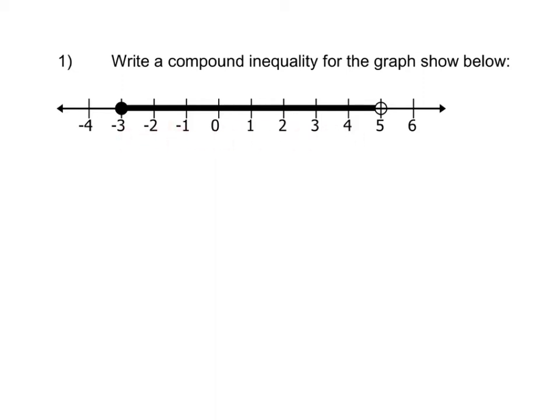this graph. First let's take a look at our graph. What does this show us? This shows us that -3 right here is a solution. It's a closed dot right here. And then all these numbers here are solutions. And then it goes all the way up to 5, but then it doesn't include 5. 5 is an open circle here. This is what a typical AND statement looks like.